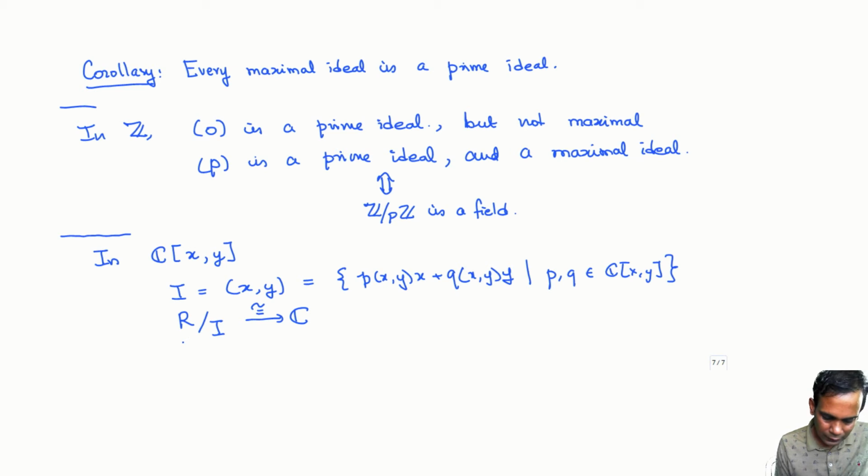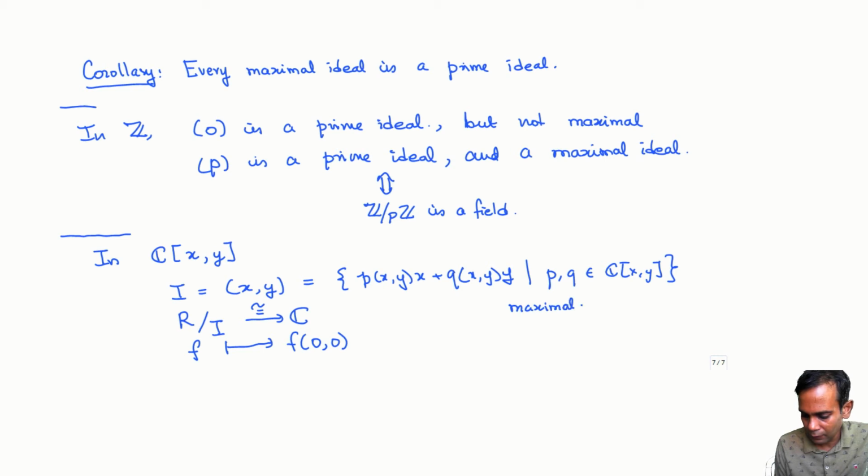How do you construct this isomorphism? Given a polynomial f, you map it to f of (0, 0). That's a complex number. And every polynomial that is in this ideal will get mapped to 0. And you can show that this is an isomorphism. So this is a maximal ideal, because the quotient is the field of complex numbers.